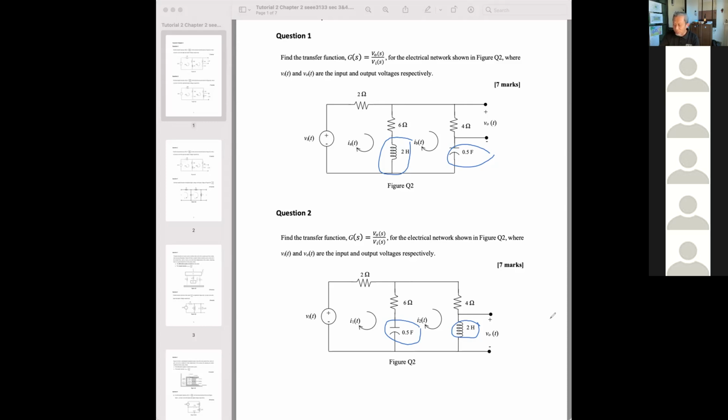What is that? Loop 2. Loop 2, right? Yes, loop I2. 6 I2 minus I1 plus... Right? Yes, correct. Rearrange.